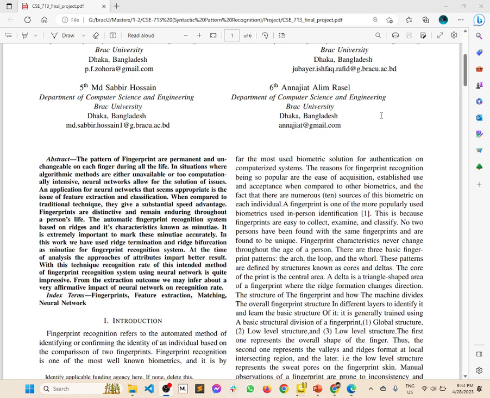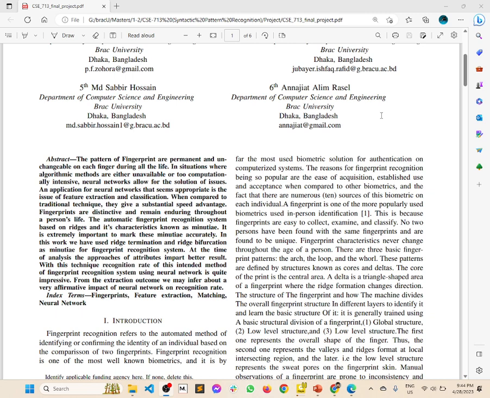Fingerprints are distinctive and remain enduring throughout a person's life. The automatic fingerprint recognition system is based on ridges and their characteristics known as minutiae. It is extremely important to extract these minutiae accurately. In this work, we have used ridge terminations and ridge bifurcations as minutiae for the fingerprint recognition system.